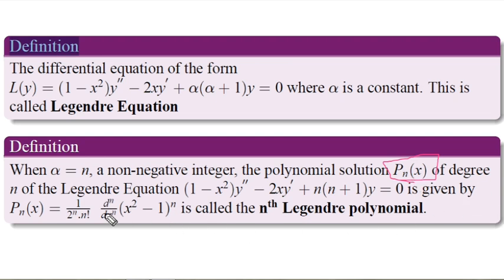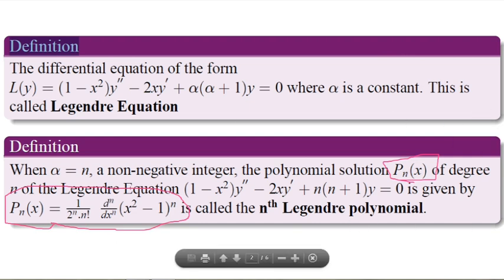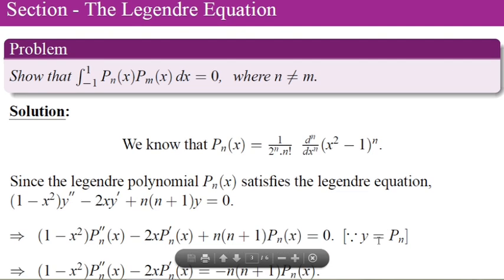We use this solution formula to solve Legendre equation related problems. To find the solution, we use this formula only: 1 by 2 power n into n factorial, d power n of (x square minus 1) whole power n, differentiated n times. Okay, we go to the problems. What is the problem?